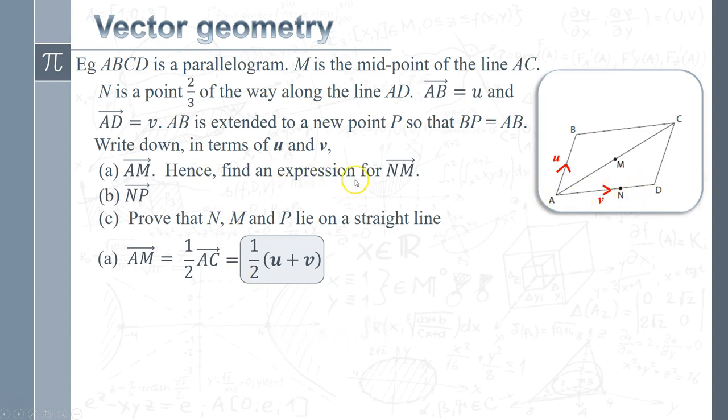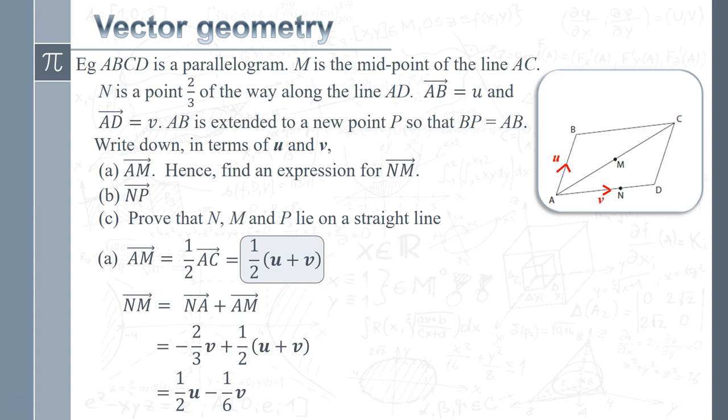Okay, it says, hence find an expression for NM, so I'm going from N to M. Again, my route I'm going to have to plan. I'm going to go from N to A, and then from A to M, and AM is the bit we already did, so we've just got to include this bit here. So NA is going to be minus a fraction of V, and so we've got the 2/3 here, so we've got minus 2/3 V plus a half of U plus V, and then it's just a case again of multiplying out the brackets and doing a bit of tidying up, and we end up with that vector there. These last two lines here, I've kind of skipped the multiplying out the brackets. You can figure out that it's just a question of putting your fractions together. So we've got 1/6 (3U minus V).